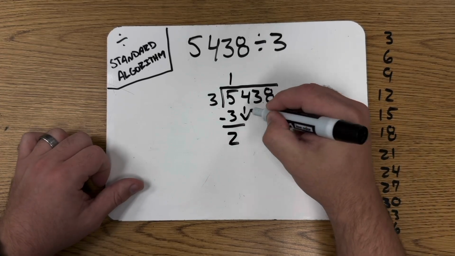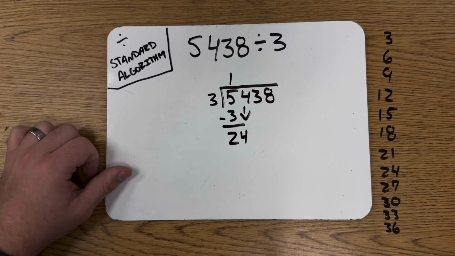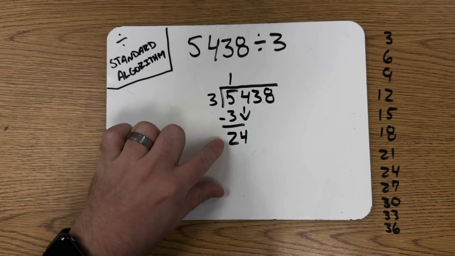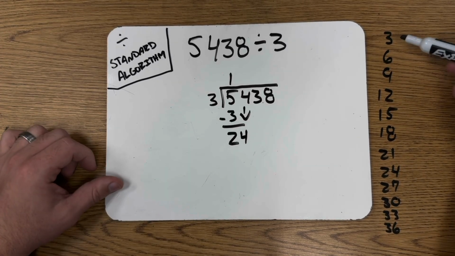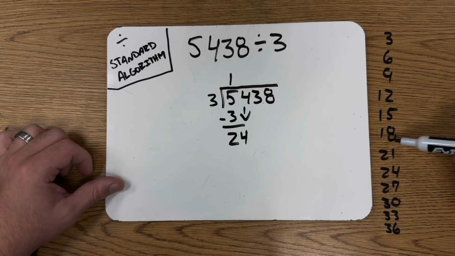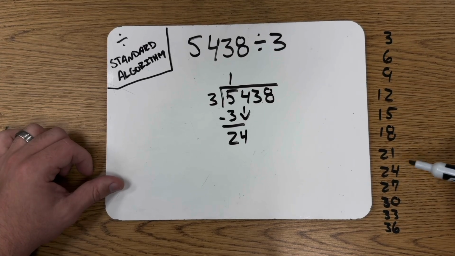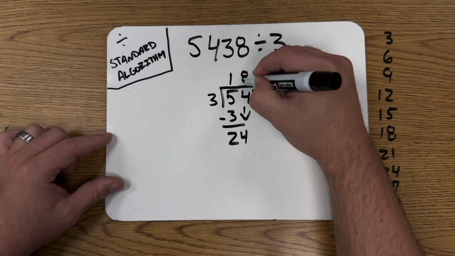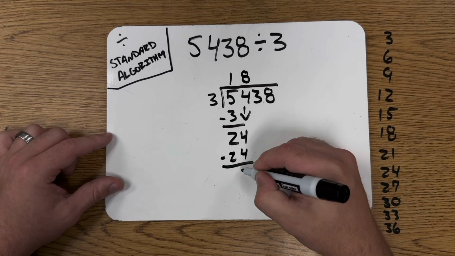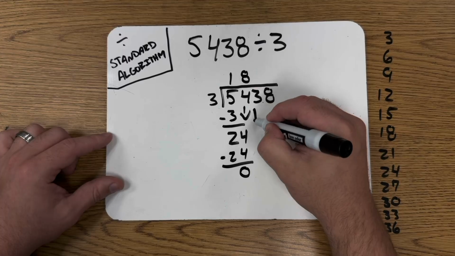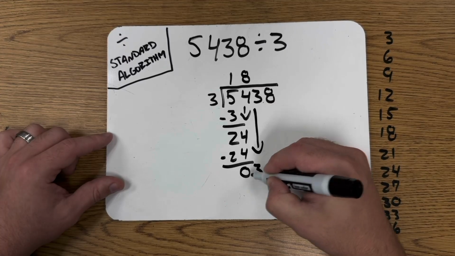I'm going to bring down my 4 into this, and I'm going to say, okay, 3 into 24. Can I do that? Yes, and actually I can do that perfectly. 1, 2, 3, 4, 5, 6, 7, 8. 8 is going to get me there. So I come up here and I say 8. I put my 24 here and I subtract that. I end up with 0, but I still need to bring down that 3.